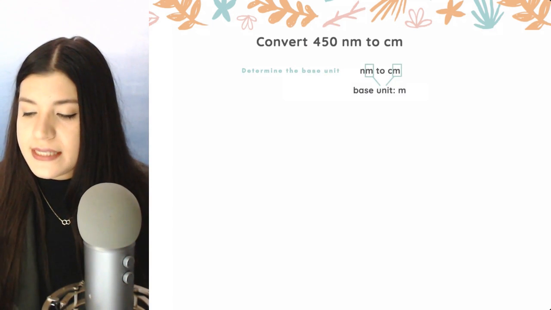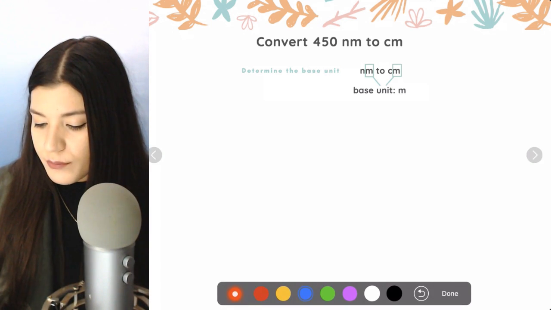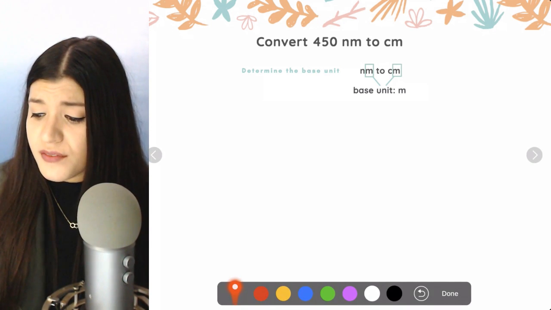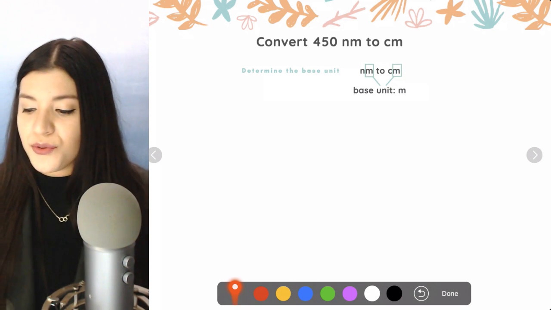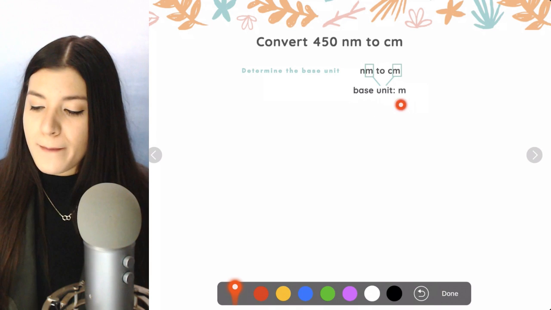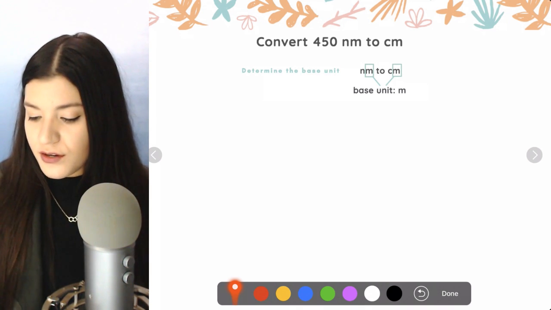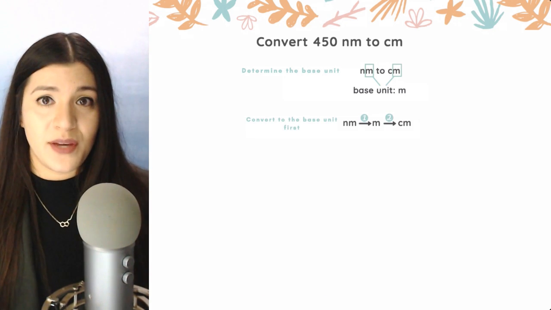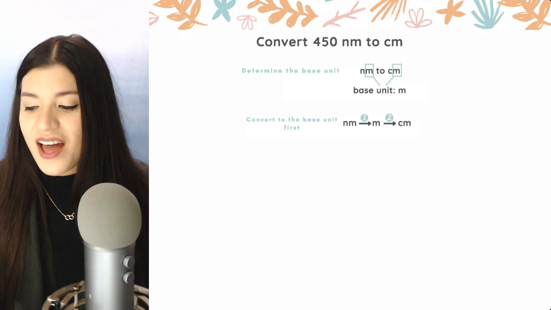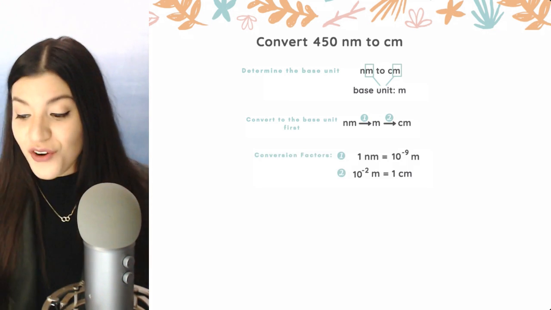So instead, we need to identify our base unit. And how you'll be able to identify your base unit is right here. They both are hinting at it, right? They both have meters in the actual unit. So we know our base unit must be meters. So the middle step is to go from nanometers to meters and then to centimeters. All right, so that's what we're going to be doing first. Okay, identifying our conversion factors.